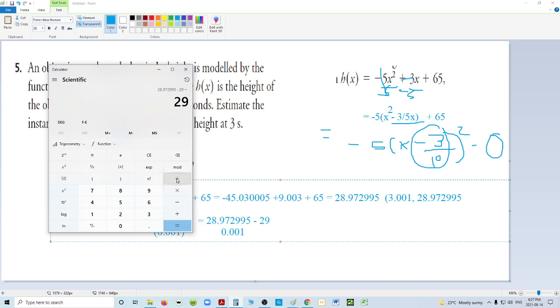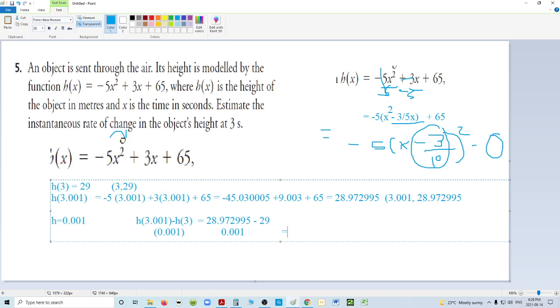Oh, before you do that, let's just do that so that we don't, we're going to hit equals. There we go. And then we're going to divide it by 0.001 because order of operations almost screwed me there. Negative 27.05. So that's my rate of change, which means my instantaneous rate of change at 3 is negative 27 meters per second.